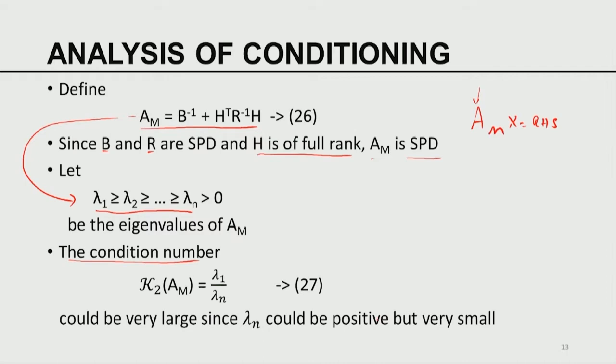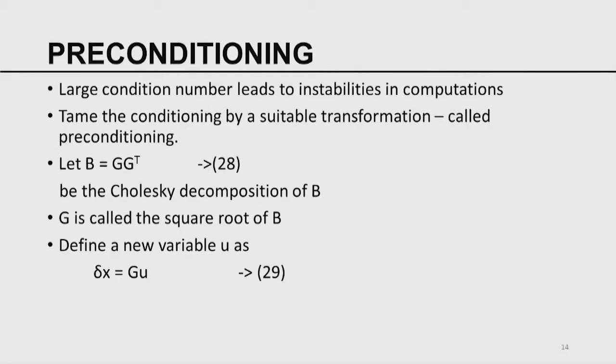So lambda n can be small but still positive. Let us assume lambda n as an example is 10 to the power of minus 6. It's still positive, but it comes to the denominator, so the condition number will be very large. So the condition number for SPD matrices becomes very large because the smallest eigenvalue, while remaining positive, may become very small. In those cases, I will have headache computationally. So a large condition number leads to instabilities in computation.